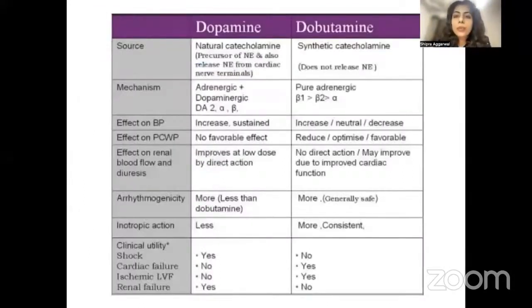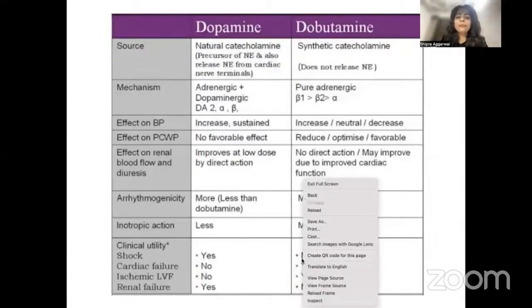So these are the differences between dopamine and dobutamine. So basically, dopamine is a natural catecholamine and dobutamine is a synthetic catecholamine. Dopamine acts on adrenergic and dopaminergic receptors, and dobutamine is purely adrenergic. And indication wise, as you can see, that dobutamine cannot be used in patients with shock, which means that they should not have hypotension. But it has definitely become the first line of therapy in patients with cardiac failure and ischemic left ventricular failure.